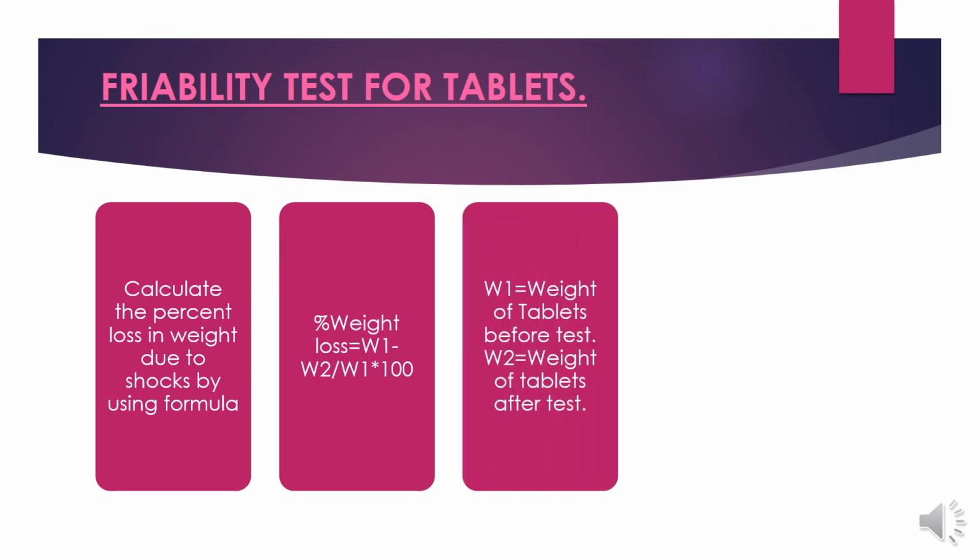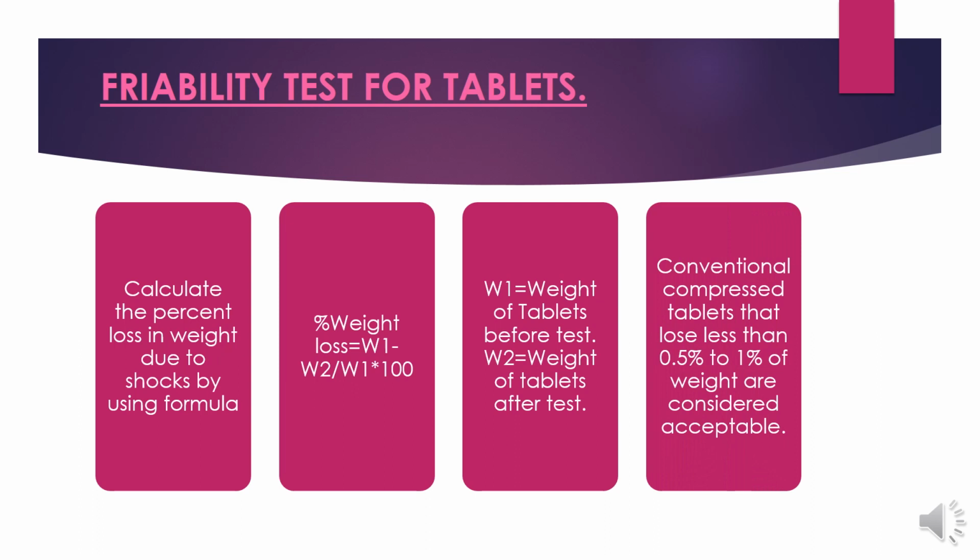So in this formula, W1 is the weight of tablets before the test and W2 is the weight of tablets after the test. So whatever the difference in the weight occurred in terms of percent, we are going to calculate and compare with a certain standard, which says conventional compressed tablets that lose less than 0.5% to 1% of the weight are considered acceptable.